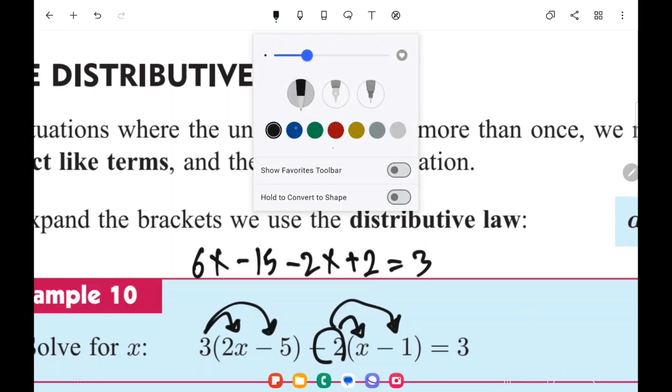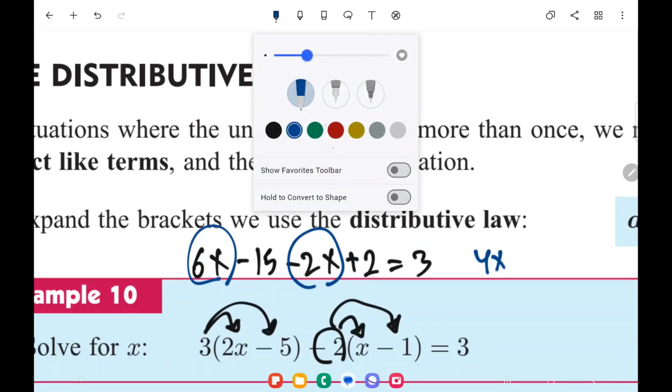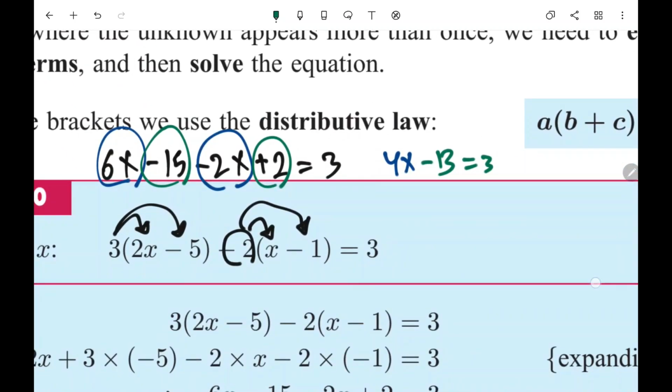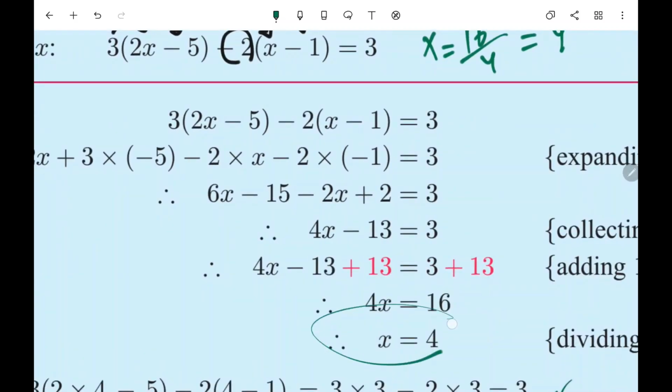Okay, let me ask you a question. 6x minus 2x will equal 4x. Perfect. Negative 15 plus 2 will equal negative 13, and here is 3, and then we can deal smoothly. Negative 13 will go by addition, so we will have 4x will equal 3 plus 13, and 3 plus 13 is going to equal 16. So x will equal 16 divided by 4, which will equal 4. So right now x equals 4.